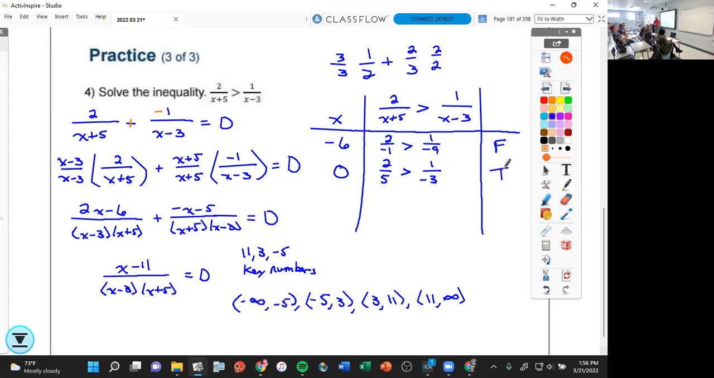I need a number between 3 and 11. Okay, I would have used 4, but I heard 10 first. That gives me 2 over 15 is greater than 1 over 7. Now, I don't know my fractions that well to know which one's bigger, but I do know I can type those in the calculator and get a decimal equivalent. Okay, so 1/7 is bigger. So this would be a false statement.